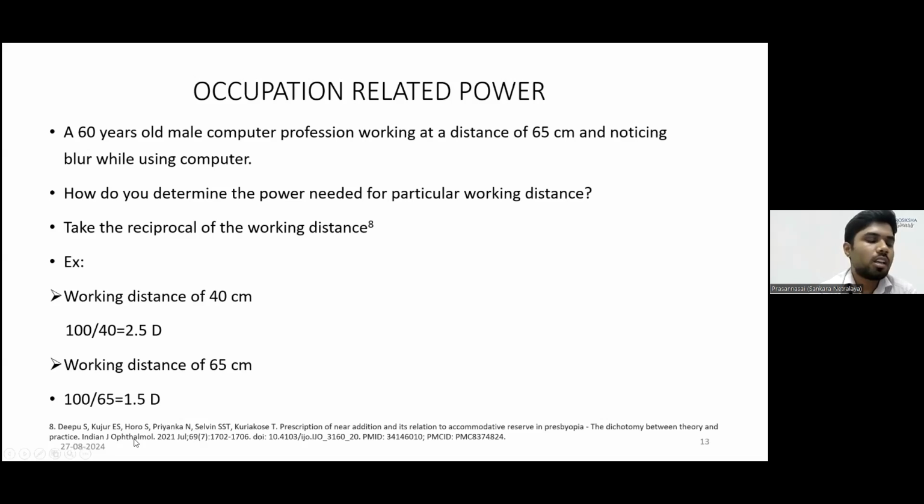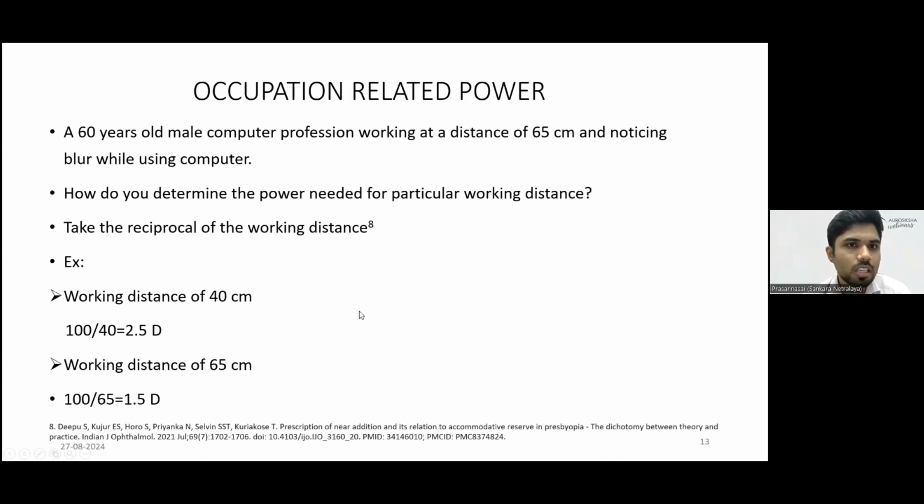So let's take an example. Two examples. If a person is working at a 40 centimeter distance, take the reciprocal of that working distance. So 100 by 40 is 2.5 diopter. For 65 centimeters, 100 by 65 is 1.5 diopter. This is the amount of power the patient needs to look clearly.